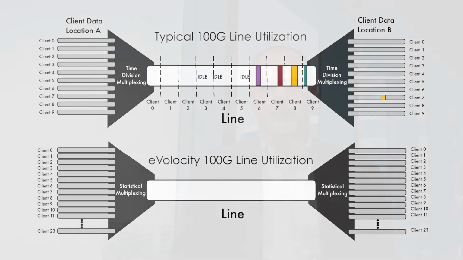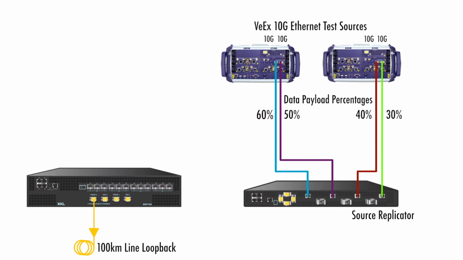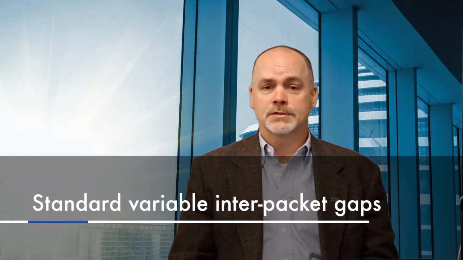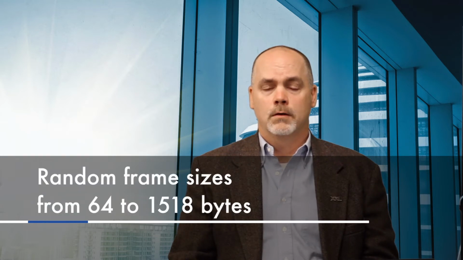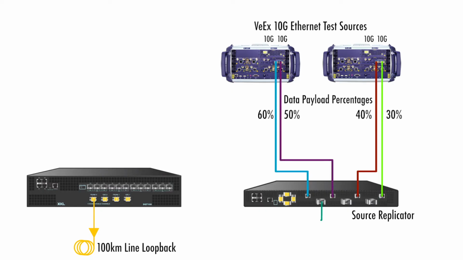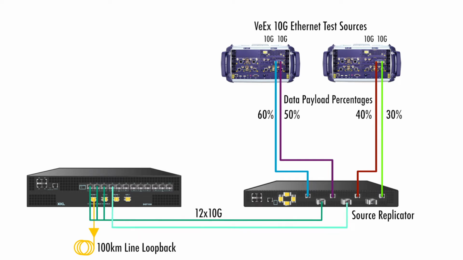While each of the test sources are running at a 10 GigE line rate, the line utilization of each port is at 60, 50, 40, and 30%, as shown here. We're using standard variable interpacket gaps and random frame sizes from 64 to 1518 bytes. All of the packet streams are going through the source replicator, which is making identical copies of the input packet stream and feeding those copies to the eVelocity platform, the unit under test.